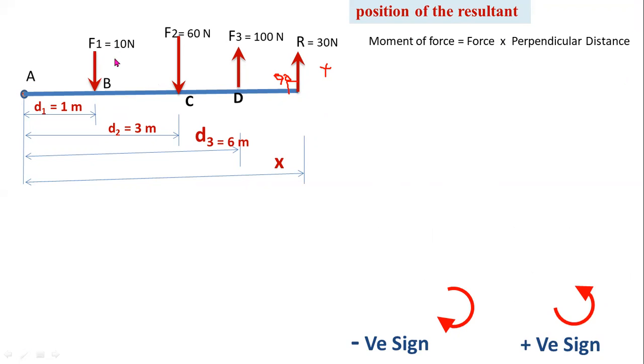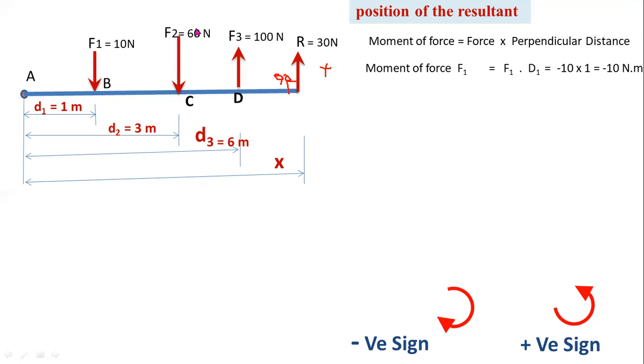The moment of force F1 equal to force into perpendicular distance about point A. Here the distance between force F1 and the point A is 1 meter. So 1 into 10 is the moment of force. Here this force is acting towards down, that is clockwise direction. For clockwise direction you have to consider negative sign. For downward direction, you have to consider negative sign.